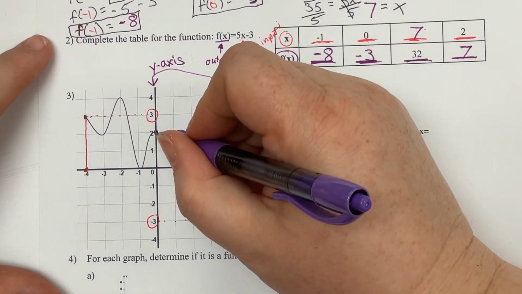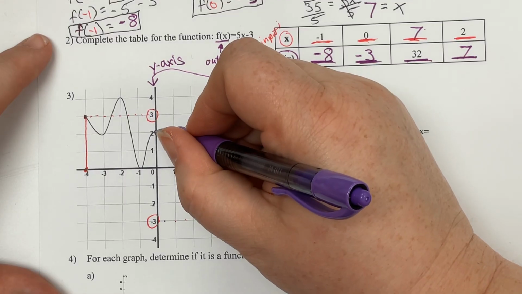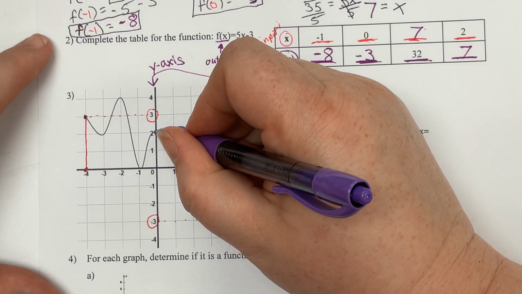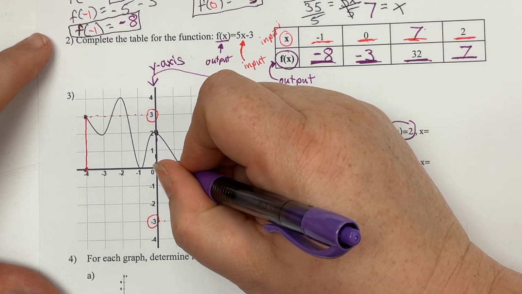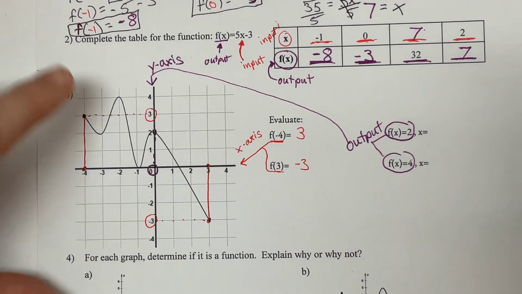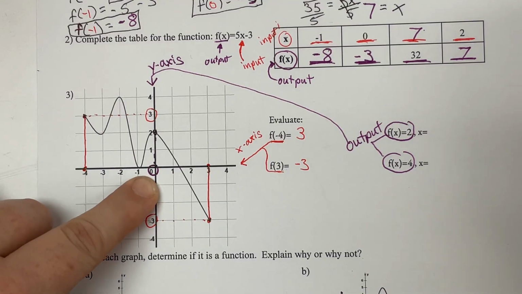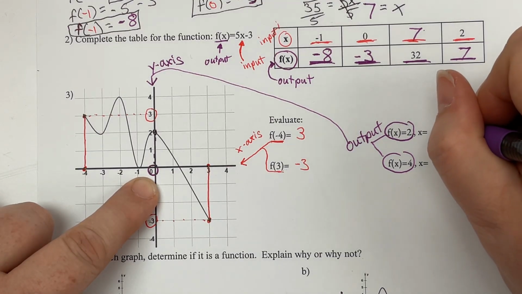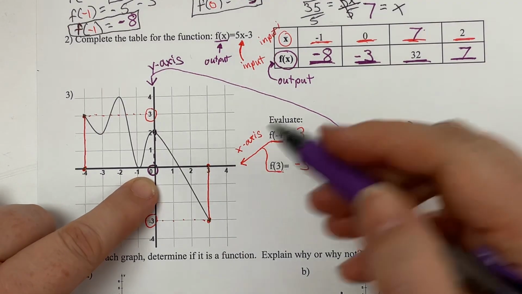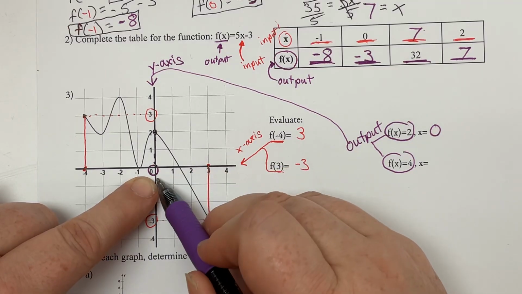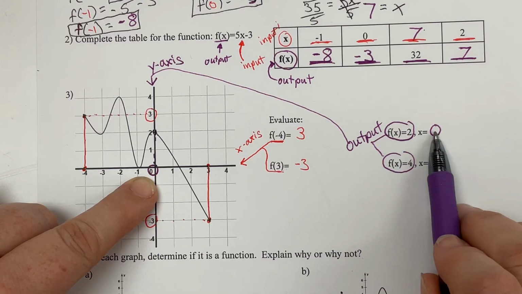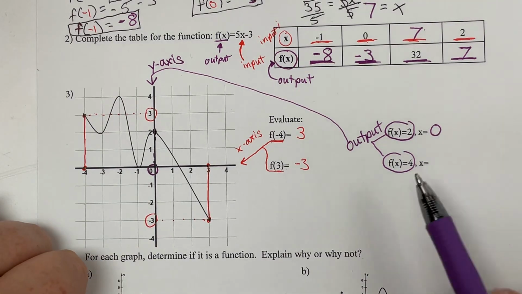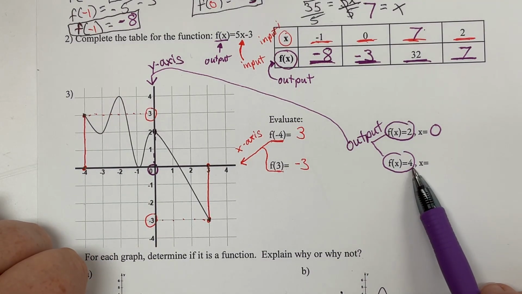Actually, no, wait, I'm sorry. I'm starting here and then I'm gonna look down to see what number this is. What number is this? That's a 0. So my answer is 0. So when my input is 0, my output will be 2. These guys match. Okay, try this one. Where would the 4 be?